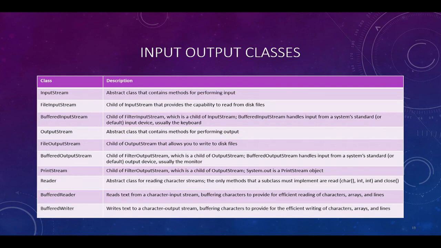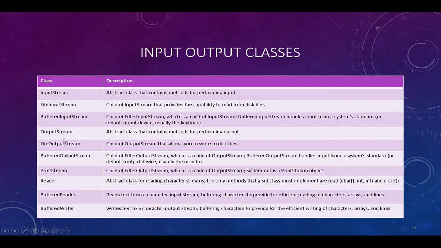Some important classes to keep in mind are InputStream, FileInputStream, and buffered. Your InputStream is going to be your abstract class that contains the methods for doing your input. Remember what abstract meant. We're not going to create an instance of that. It's there for us to use the methods that are already there. Your FileInputStream, that's your child. That is going to be your capability to read from disks. BufferedInputStream is a child of the filtered stream, which is a child of input. It's going to handle input from a system standard input device. This is your keyboard. So there's your difference: file, keyboard.